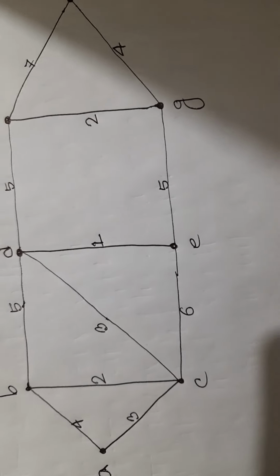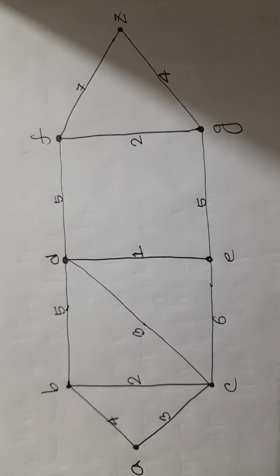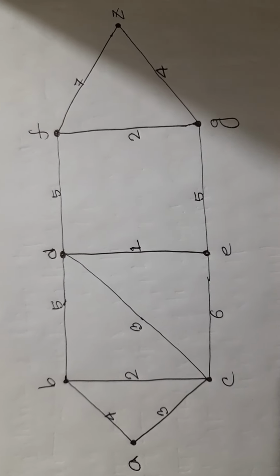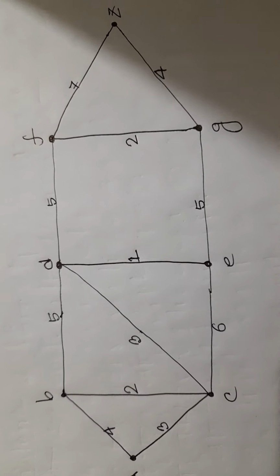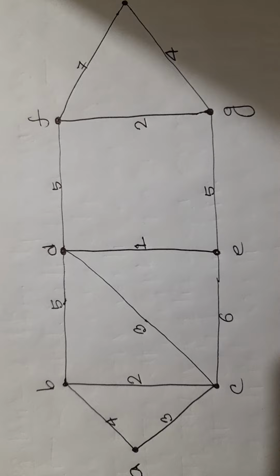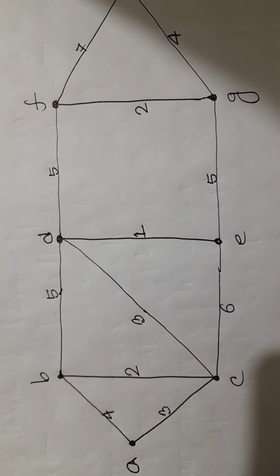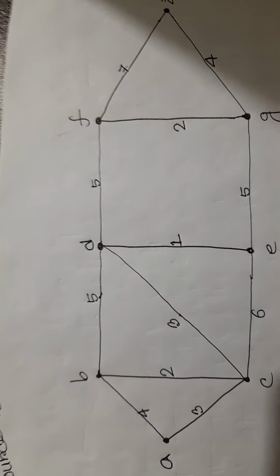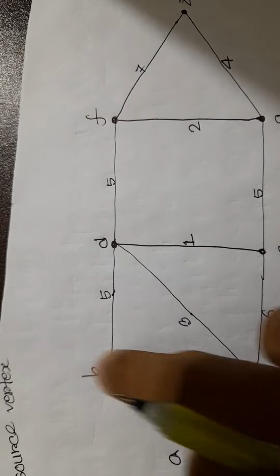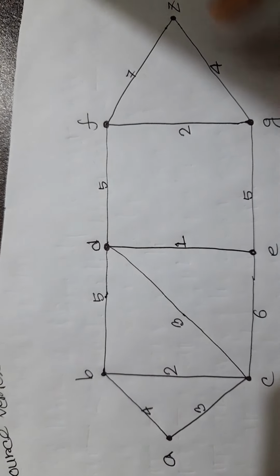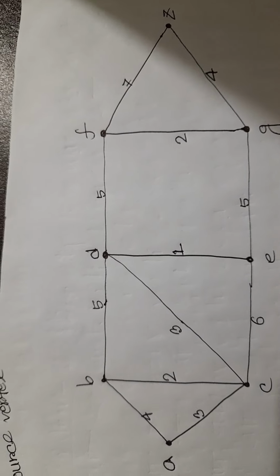Now I discuss with you the shortest path problem. Here you see the problem. Now we solve this problem. We consider A as the source vertex. There are 1, 2, 3, 4, 5, 6, 7, 8 vertices.